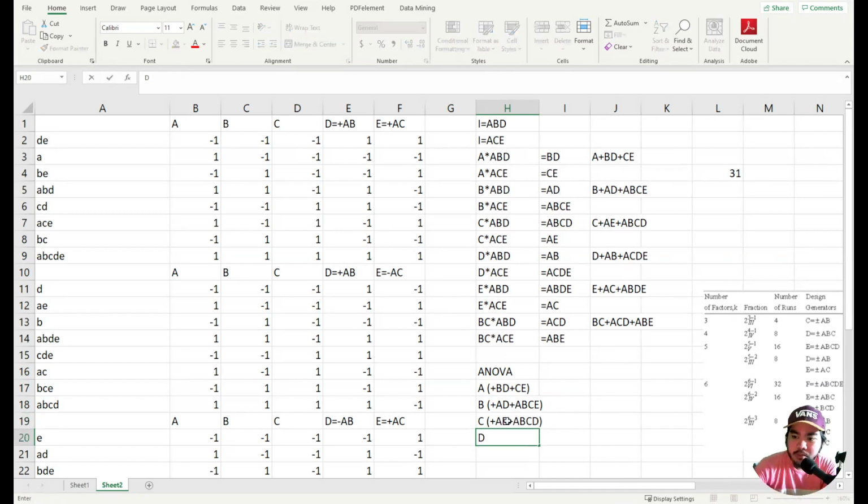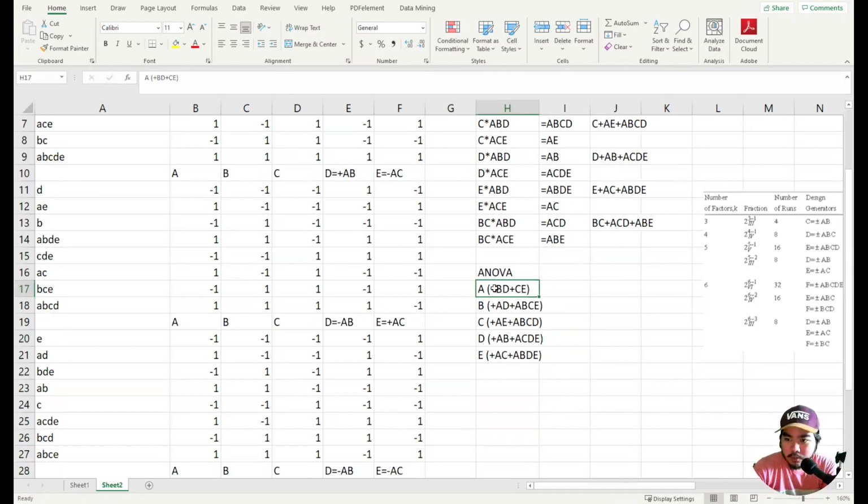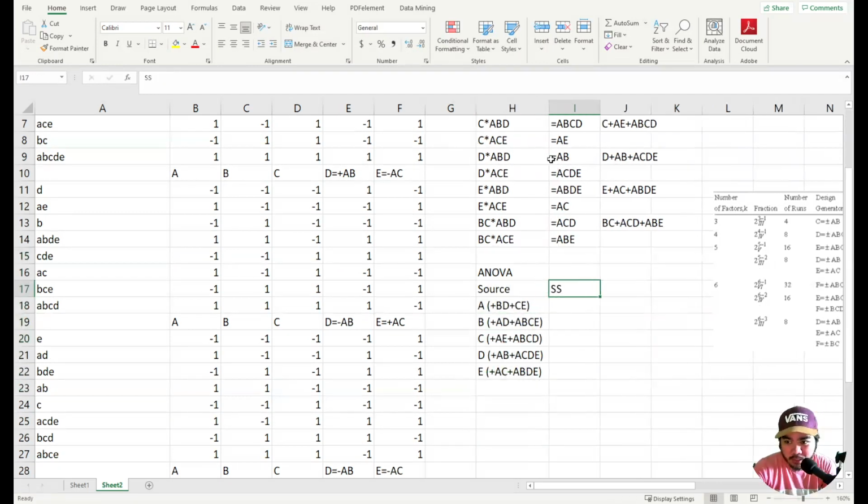Tapos yung next is D. Papel na lang to. Yan. Ganyan. Kulang pa pala to. Insert. Shift cells down. Source. Tapos meron pa tayo SS. So if you do the ANOVA table, dapat ganito yung itsura niya. No? Ito yung mga sources mo. Tapos sum of squares, DF, MS, etc. Okay? Pero definitely kailangan yung tapusin muna to.